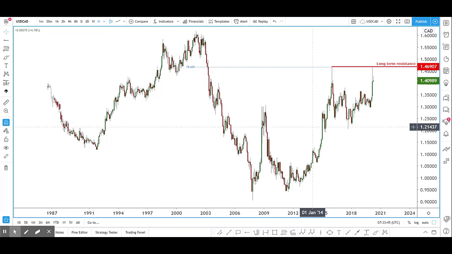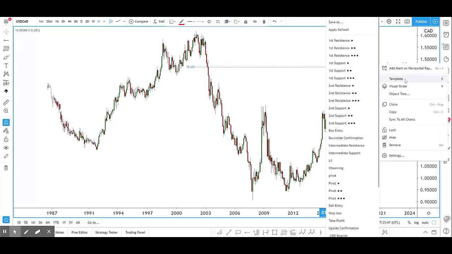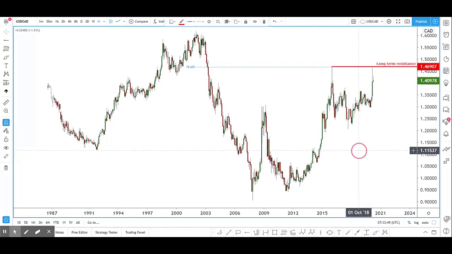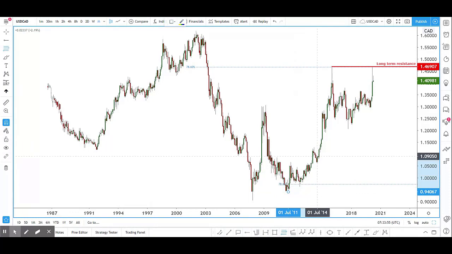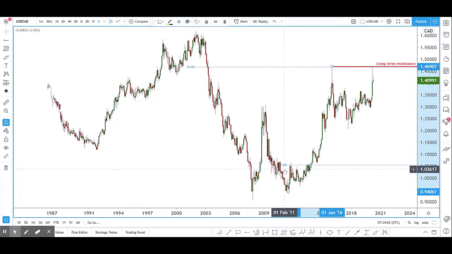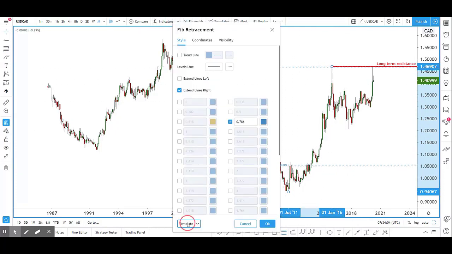Now what we want to do is also to find a long-term support, and there doesn't seem to be any strong graphical level, so let's just use a Fibonacci retracement from the swing low here all the way to the spike here. It can be either this one or this one because they are the same level. Let's just take this one and let's open up all the Fibonacci ratios.